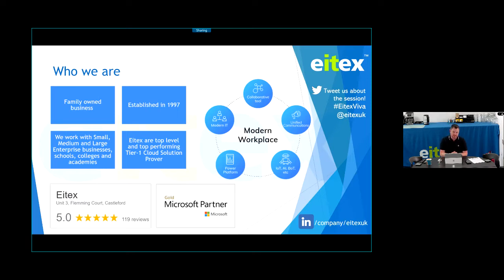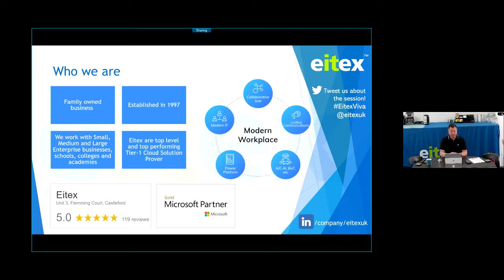Our kind of smallest customer, we measure our customers not in turnover, by the way, but the number of users using computers. Our smallest customer is around 5 or 6 users, and our largest about 3,000 users, and we deal with everything in between. We deal with schools, colleges and academies as well.